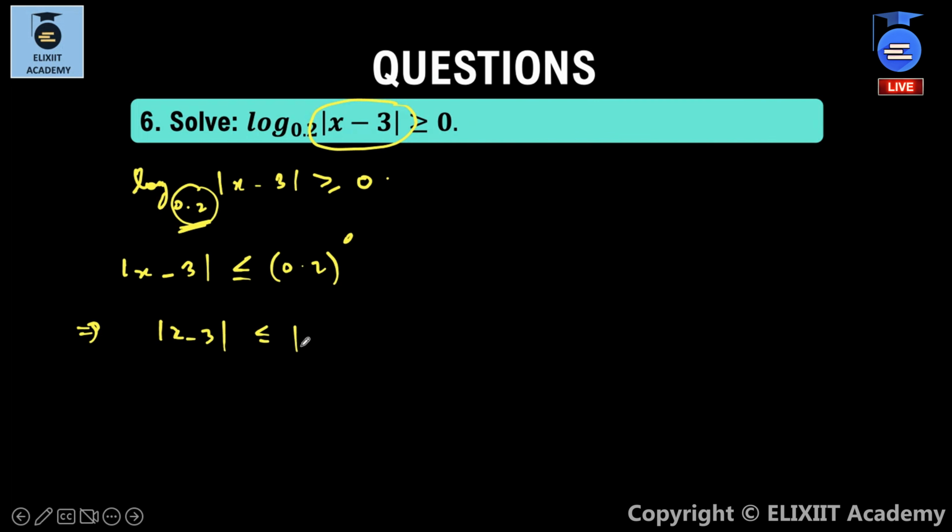Also, one more thing, mod of x minus 3 is greater than 0 also. Keep this in mind. We have to solve this inequality also. Let's do one thing, let's solve this all together. Can we combine this and solve?